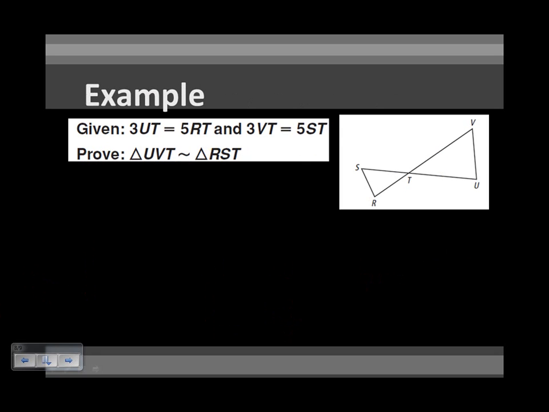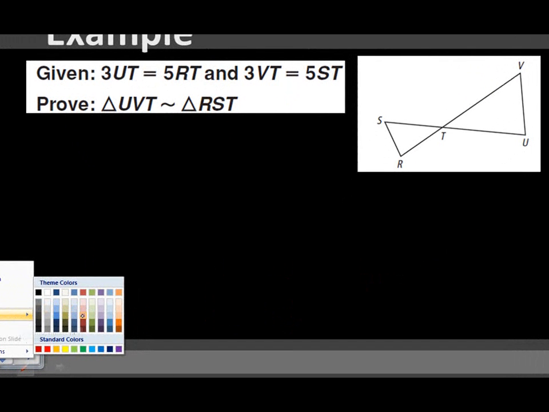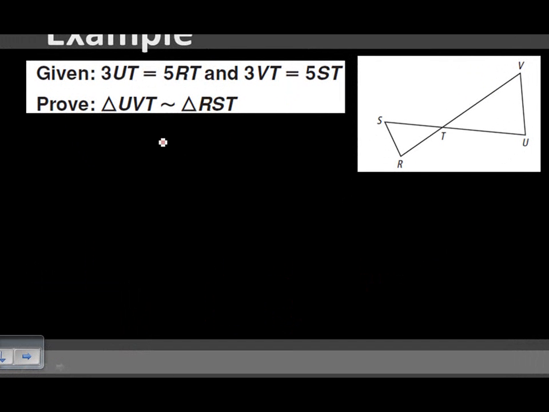Okay, so let's look at this example and see if we can show that these two, actually we're going to be proving that these two are similar. So if what we're given here is that, oops, not given, not very polished today, statements and reasons.